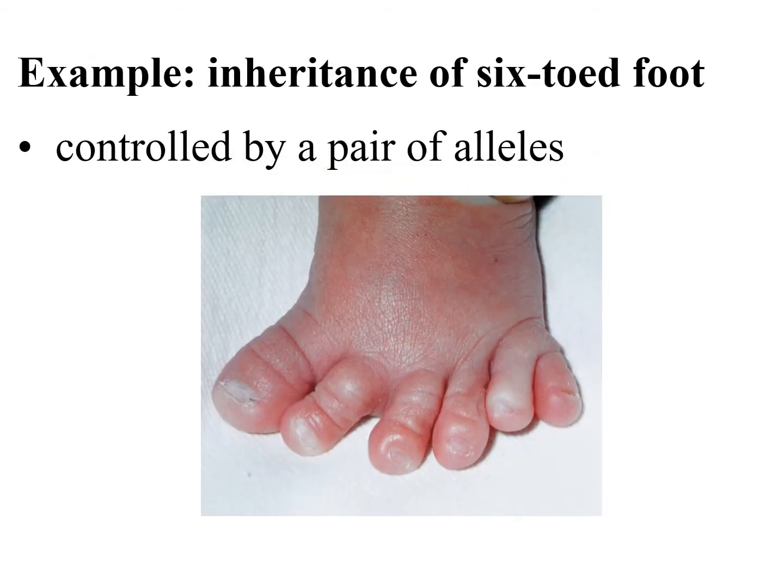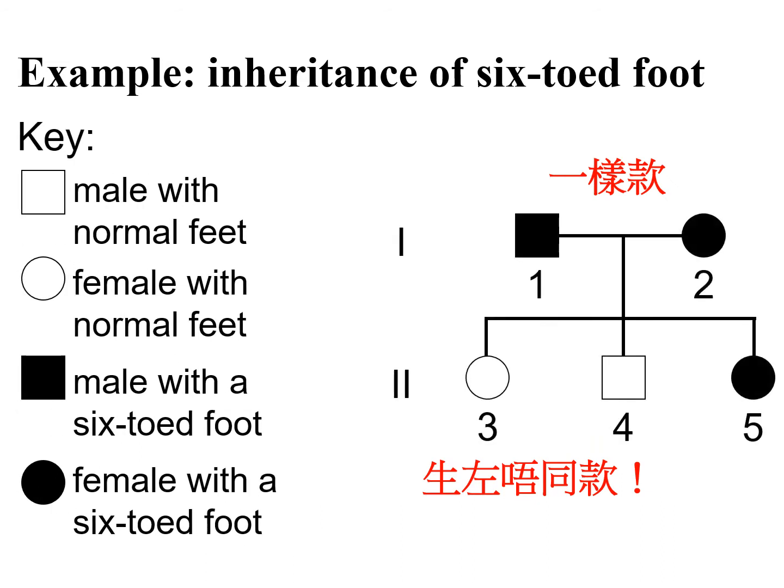Let's take a look at the example of the inheritance of six-toed foot, which is controlled by a pair of alleles. In order to find out whether the allele for the character is dominant or recessive, we must take a look at a specific pattern of pedigree or family tree. That is, for the pedigree, it must have the parents, both the father and the mother, having the same character, and then they give birth to different character offsprings.